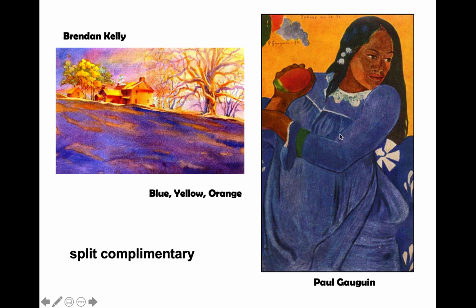And so over here with Gauguin, you can see that he's primarily using blue, and then he's gone across the color wheel into yellows and oranges. So he went across the wheel and split out. Instead of just going to orange, he drifted out a little bit to either side.